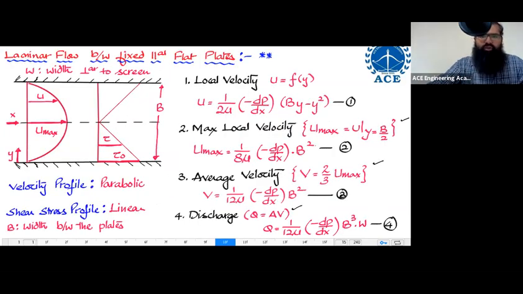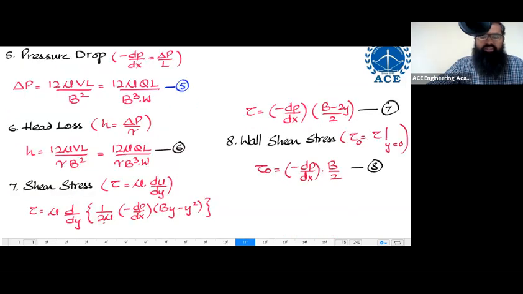This is the first slide for laminar flow between fixed parallel flat plates, and this is the second slide. Now let us take the third slide question. That question is a very, very good question. I am picking up that question from Dr. A.K. Jain's book. Very good question, worth 2 marks in your examination.